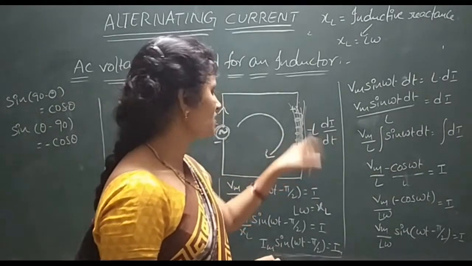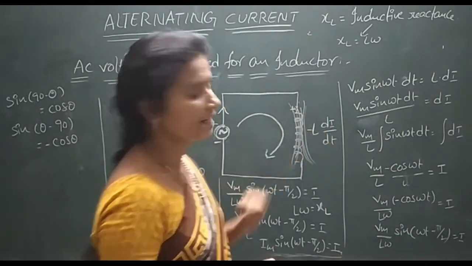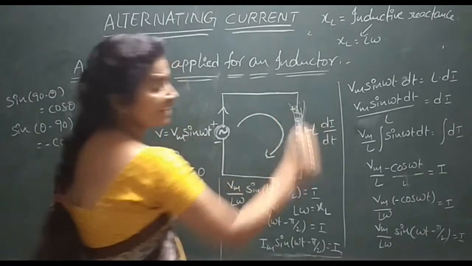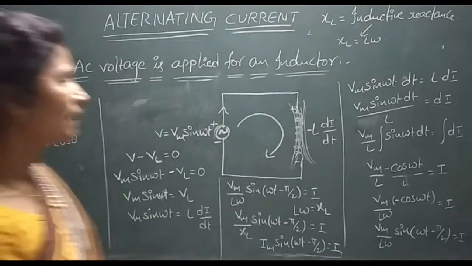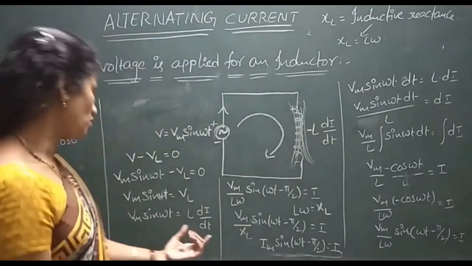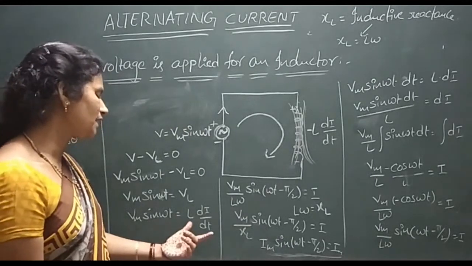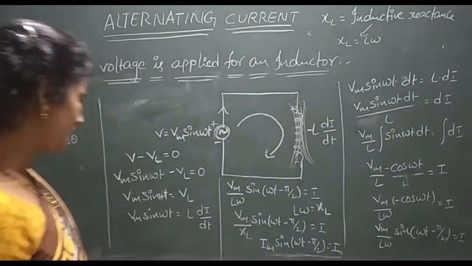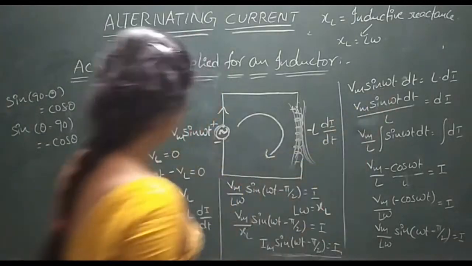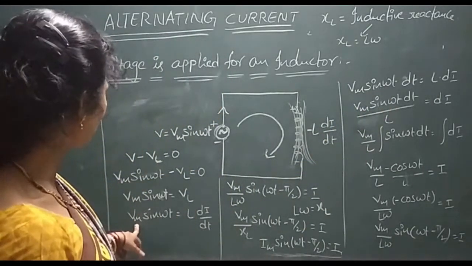Potential drop across the inductor, VL equals L into di by dt. Here this negative sign represents the direction. We have to take the magnitude, so it will be positive. Vm sin omega t is equal to L into di by dt. From this equation, we have to do the cross multiplication.